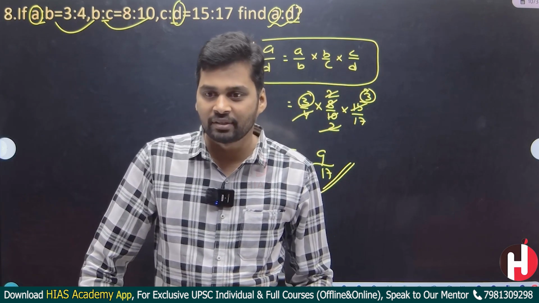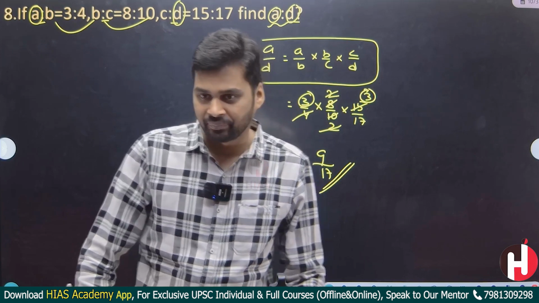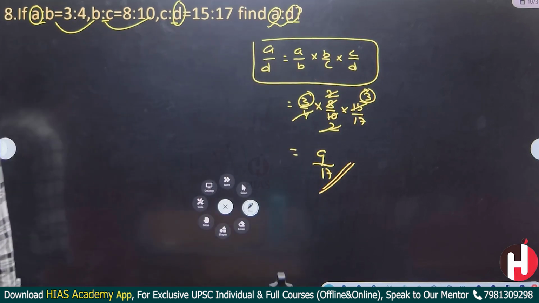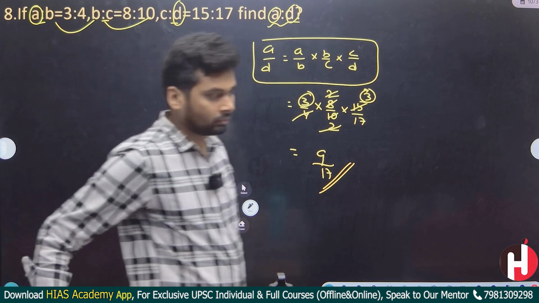Some calculation error. Please do it again. If the first term and the last term is asked, then you can directly multiply the given ratios. Clear?